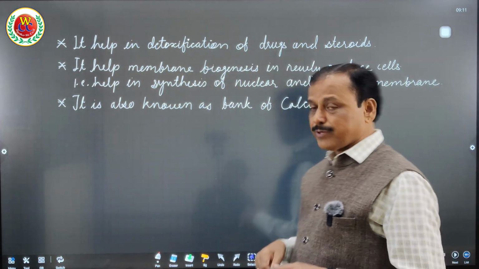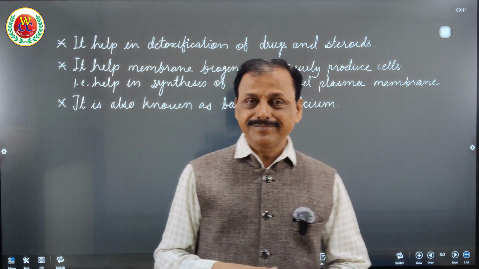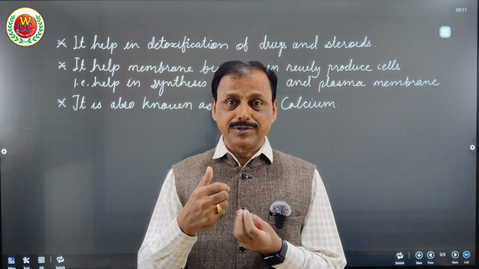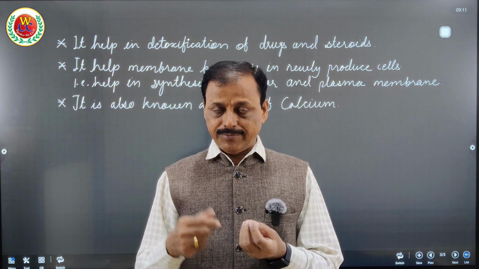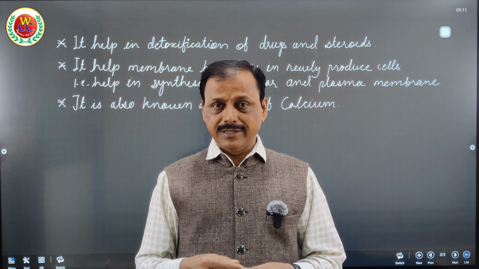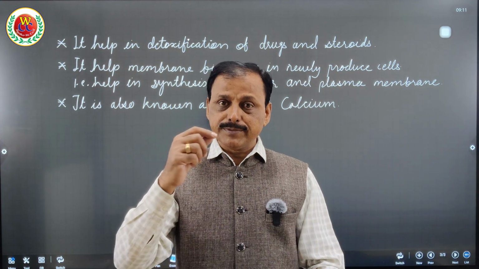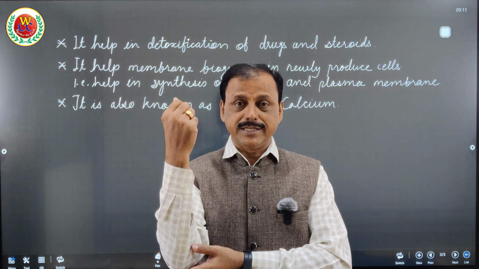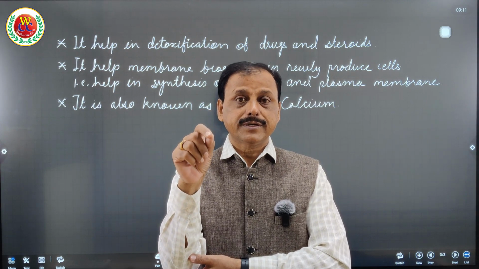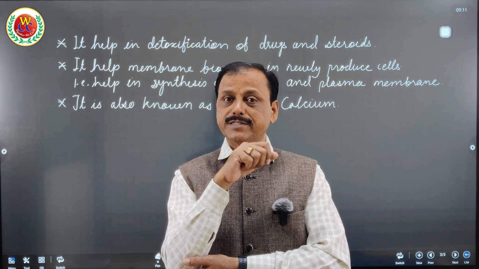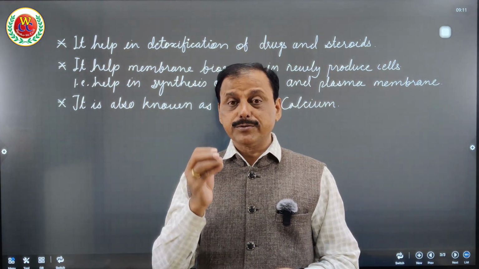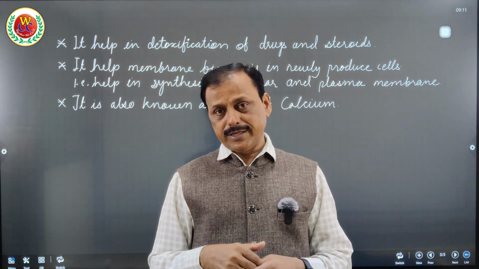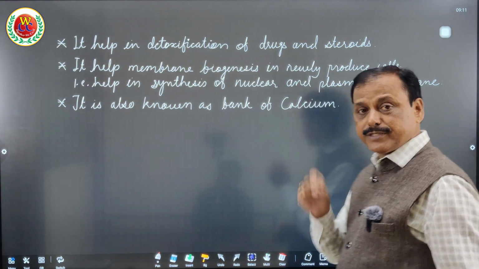Last point, it is also known as the bank of calcium. You would know that at the synapses, the junction between two neuron cells, calcium is released and stored, as well as at the neuromuscular junction. When we have to contract and relax the muscles, the message reaches the muscle cell where the endoplasmic reticulum releases calcium. That calcium catalyzes the process of muscle contraction, that is the combination of actin and myosin to form actomyosin in the presence of calcium. Therefore, the role of the endoplasmic reticulum is very important in movement and locomotion by releasing and receiving calcium, and therefore the endoplasmic reticulum is also known as the bank of calcium.